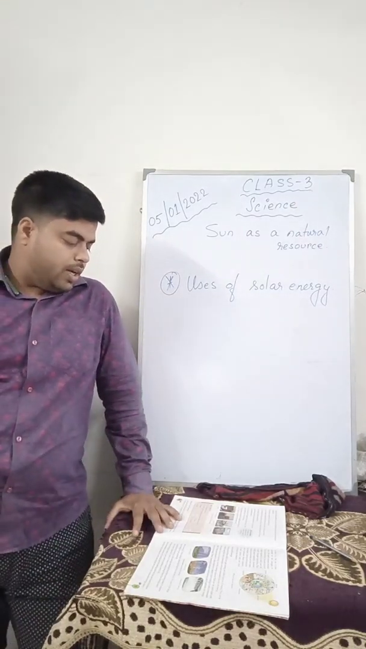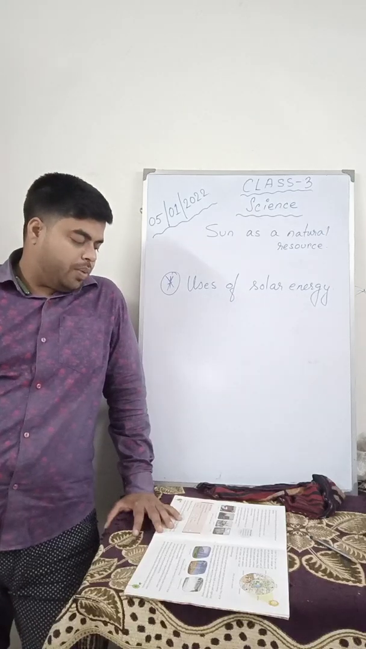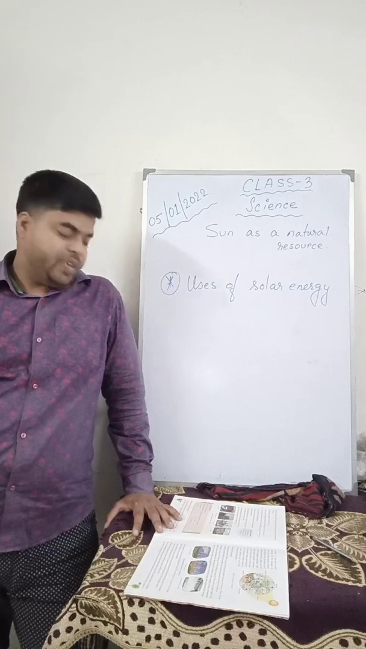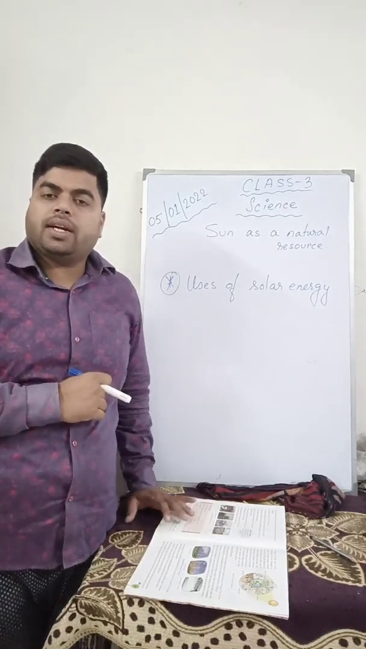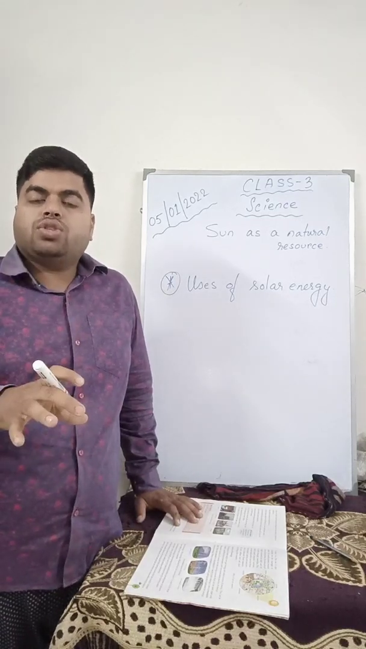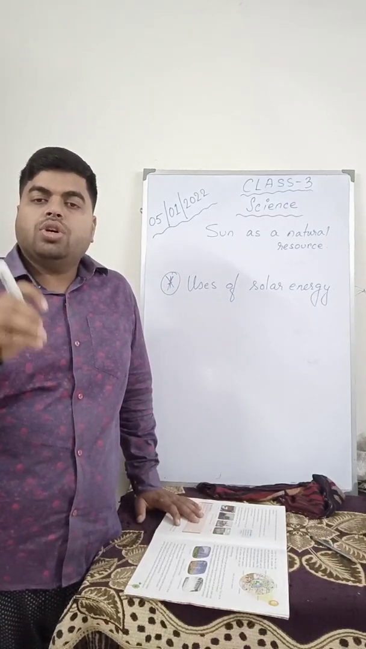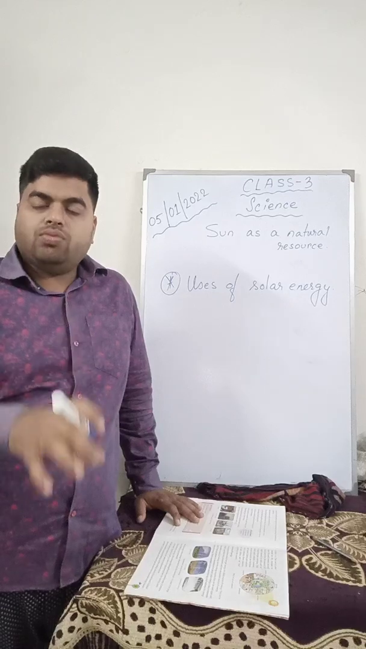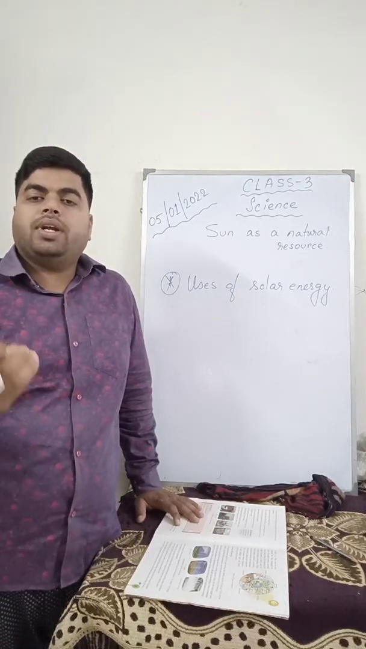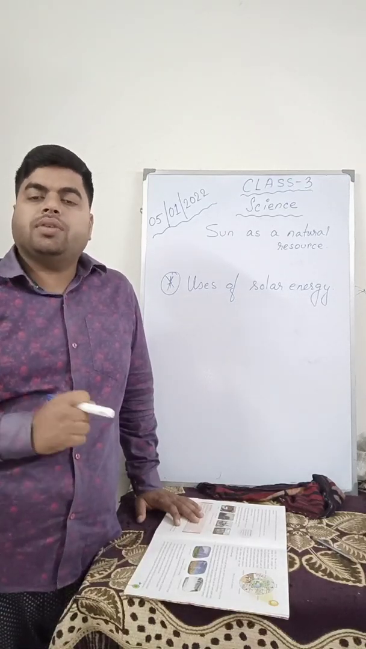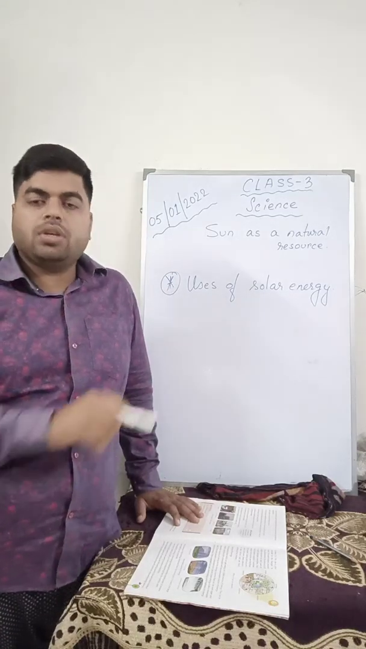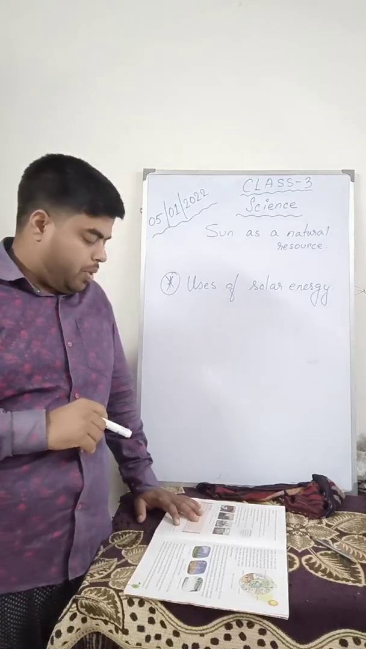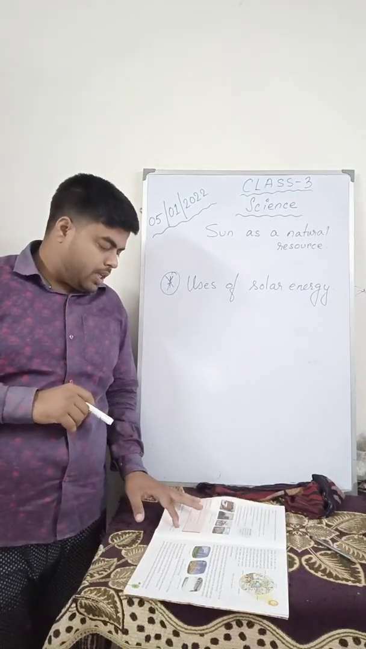Next, solar energy also helps to evaporate water that falls as rain. It plays an important role in the water cycle. We all have studied the water cycle earlier. Solar energy is used to heat the water, and this water changes into water vapor, becomes cloud, and again falls in the form of rain. So solar energy plays a very important role in the process of the water cycle. I hope all of you have understood the uses of solar energy.